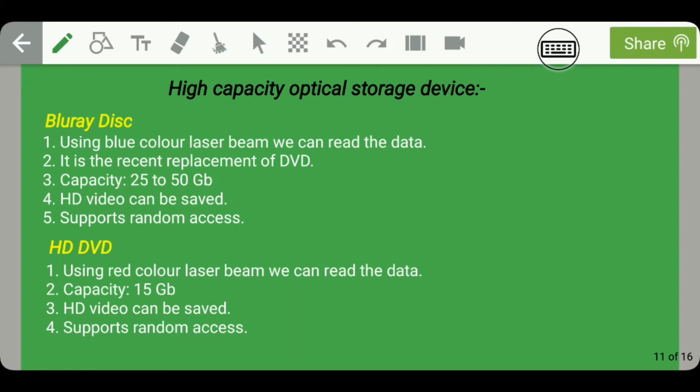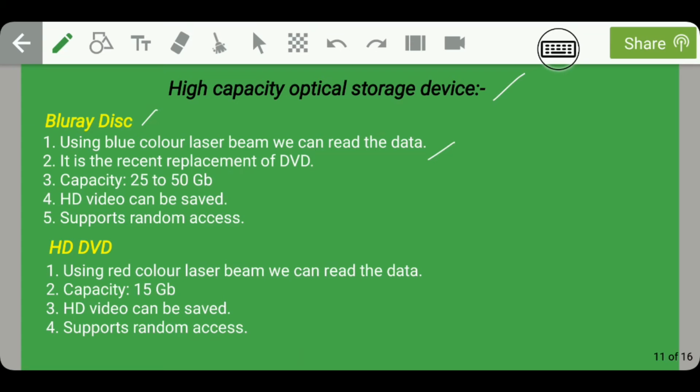Guys, talking about the third classification of optical storage devices, that is high capacity optical storage devices. So the first example of this high capacity optical storage device is Blu-ray disc. In this Blu-ray disc, using a blue color laser beam, we can read the data. So that is why the name Blu-ray is given to these discs. To read the data from the disk, we use blue color laser light, whereas in all other optical storage devices studied so far, we used red color laser beam.